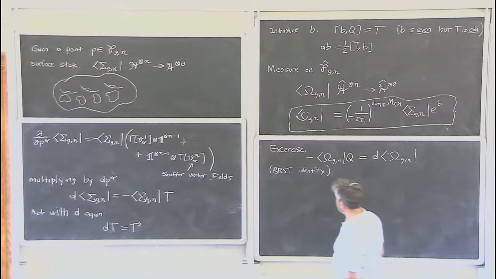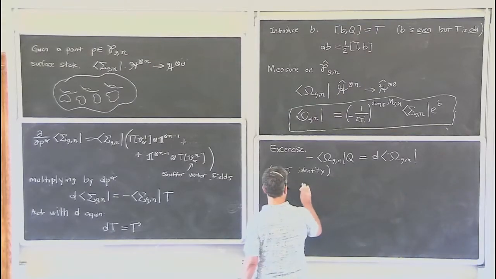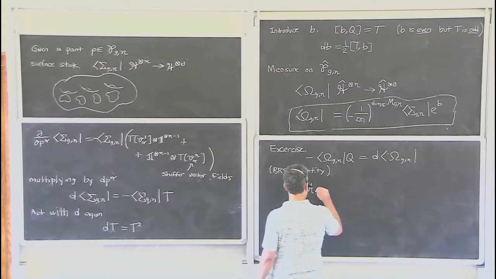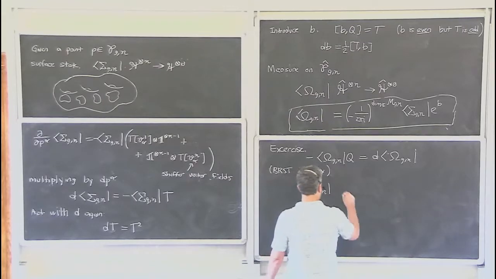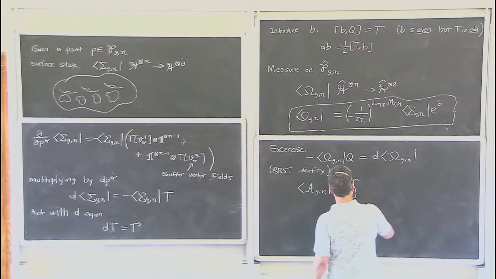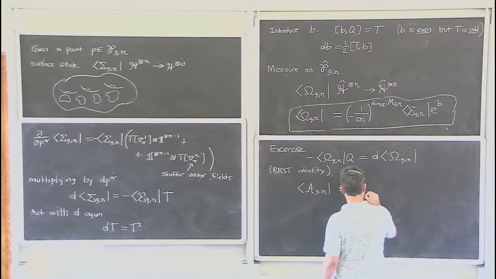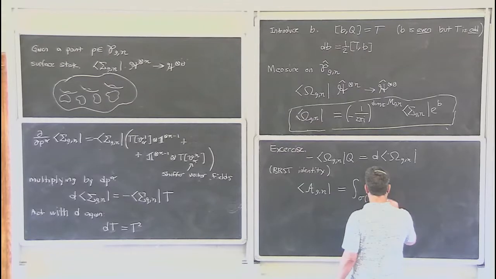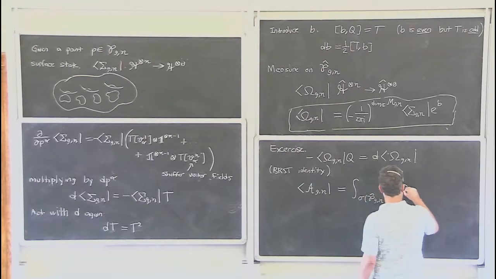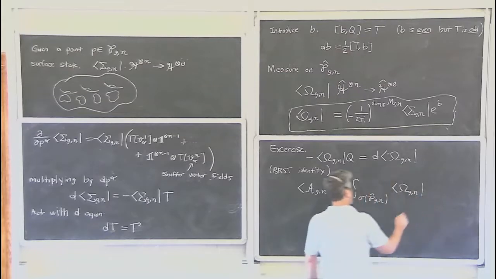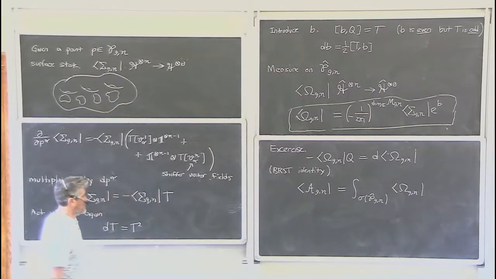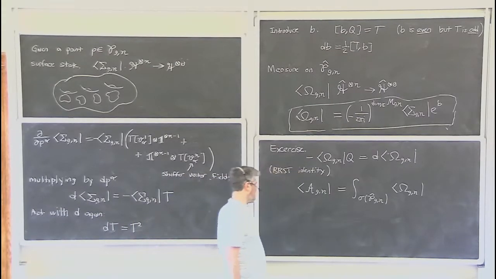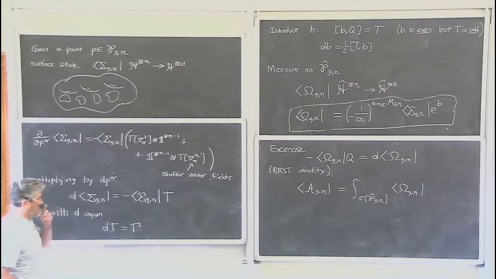So with this data, our off-shell amplitude A_GN is just given by integrating this form over some section of P hat GN of the measure. So this is our formula for the amplitude, and it's BRST invariant and satisfies all the conditions we want.